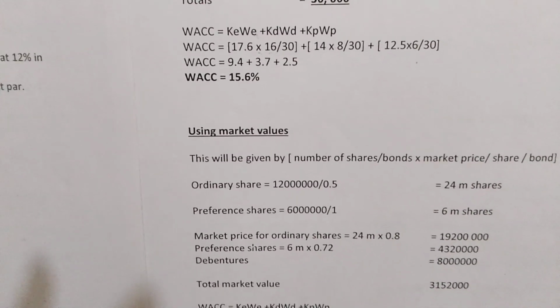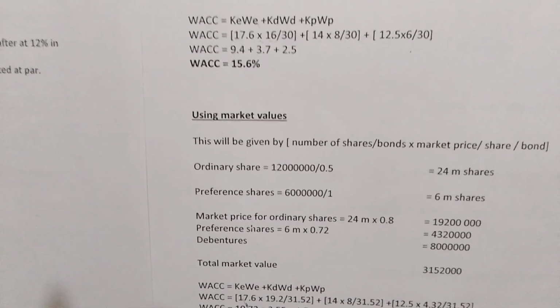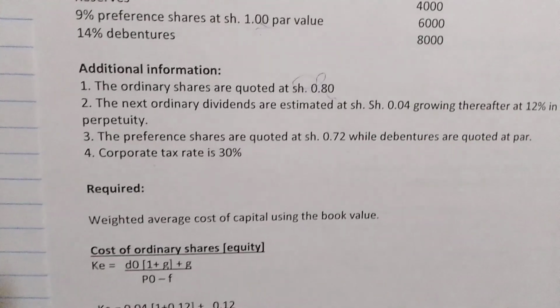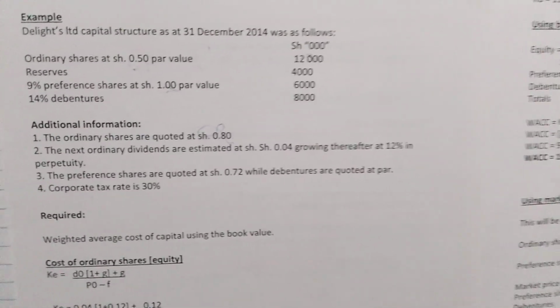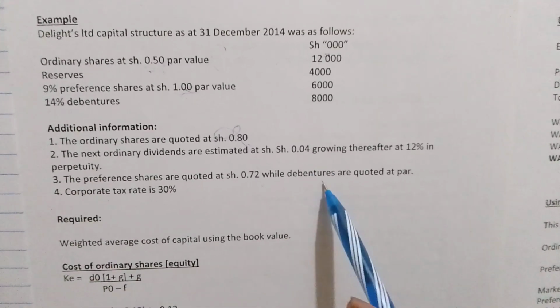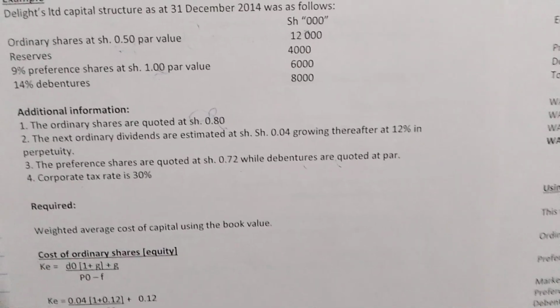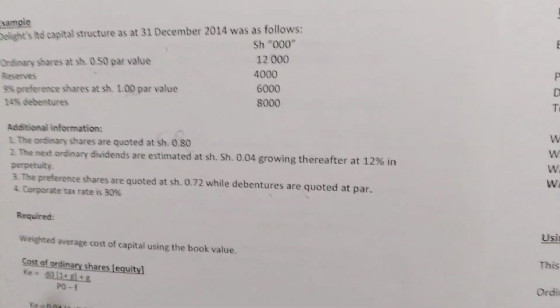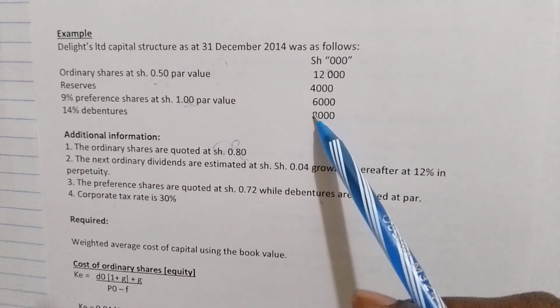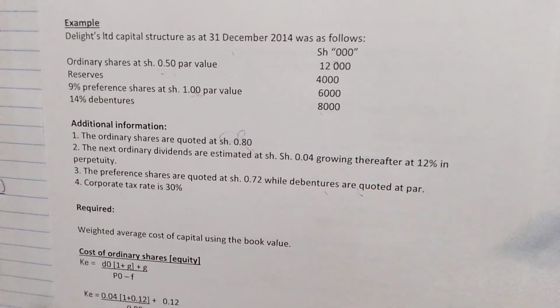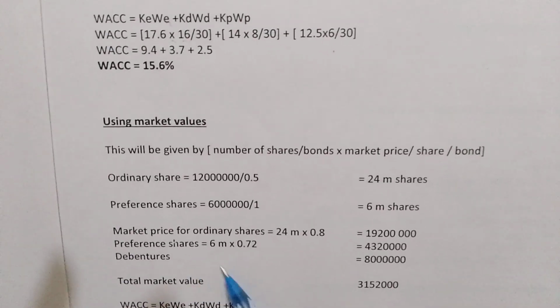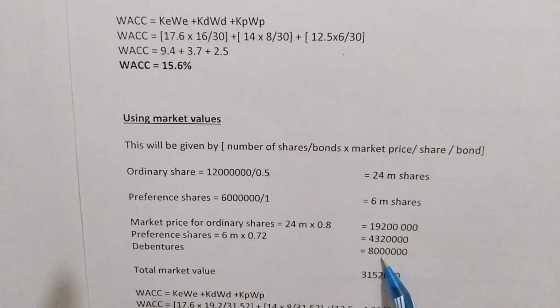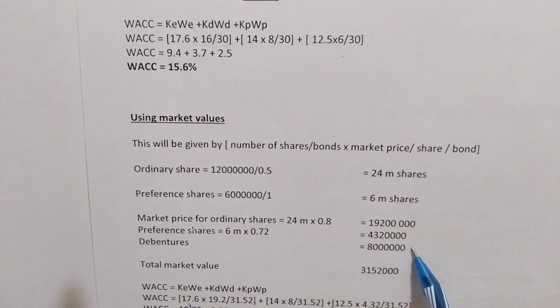Now debentures, we have no problem with the debentures because we have been told that debentures are quoted at par. So if the book value is 8,000 or 8 million, then again in the market it is the same figure. So you have no issue with that. Debentures will remain at 8 million because they are quoted at par.